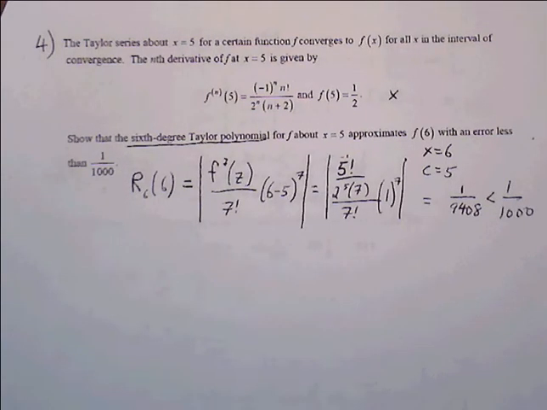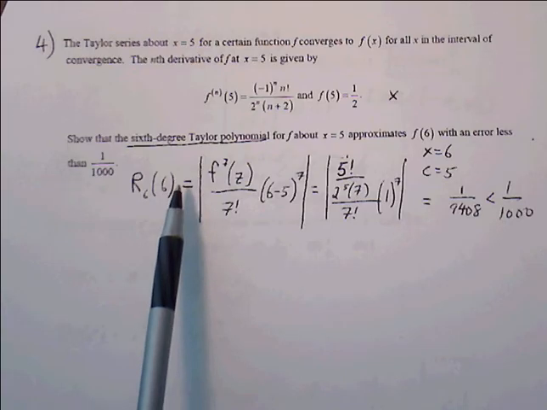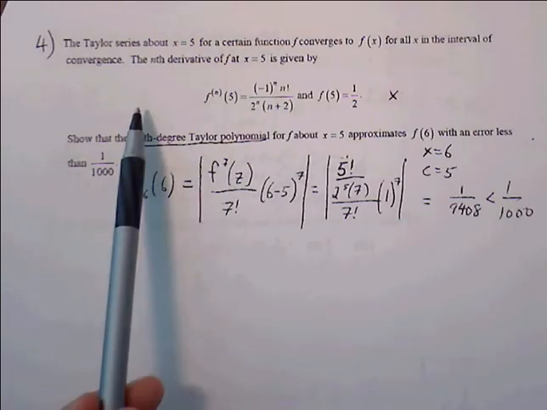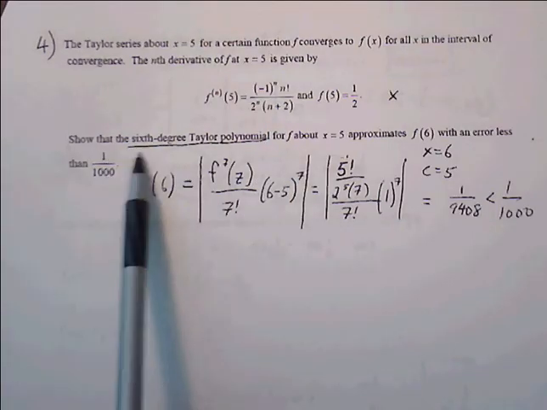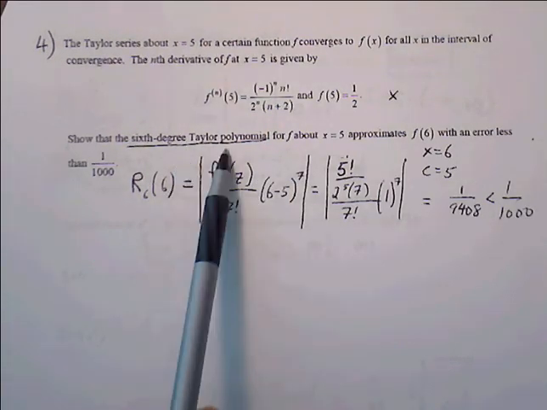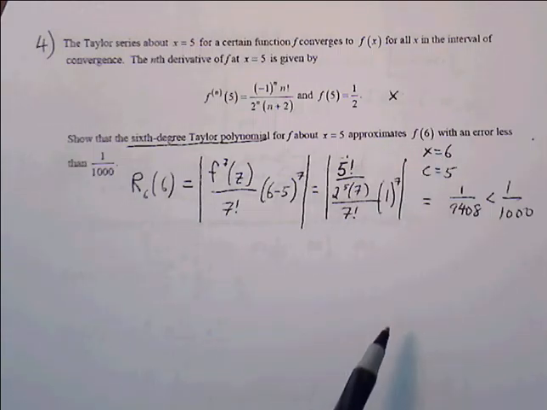All right, number 4 here, 3rd page. The Taylor series for a certain function about x equals 5 converges to f of x. The nth derivative is given here. Now show that the 6th degree Taylor polynomial for x equals 5 approximates f of 6 with an error less than 1 over 1,000.